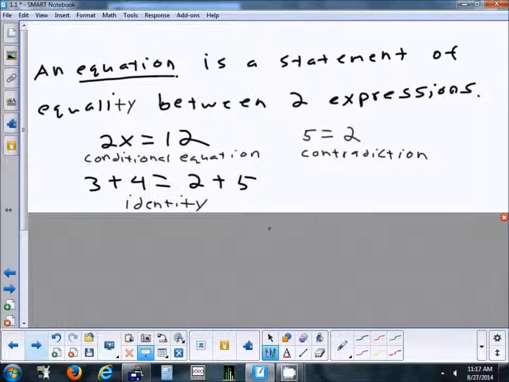Sometimes you could have an equation where there's more than one condition that makes it true. For example, x squared equals 4. There's a couple different answers that would make that work. In this case, there is only one answer that makes that equation true.